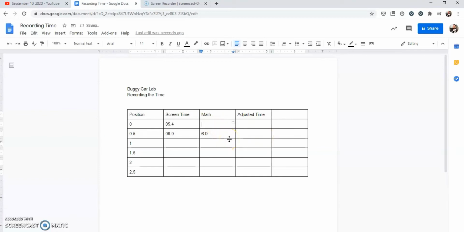Well, I needed it to be 0, so I did 05.4 minus 05.4, and that got me equal to 0. Now in this one, I'm going to do the same exact thing. I'm going to subtract by 05.4 because that's the time frame that I want, and then this gives me a really good time frame. So how many seconds did it take to get from 0 to 0.5? Well, that's 1.5 seconds after we started.